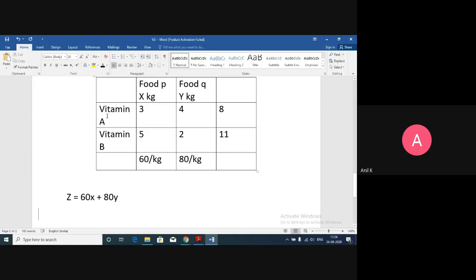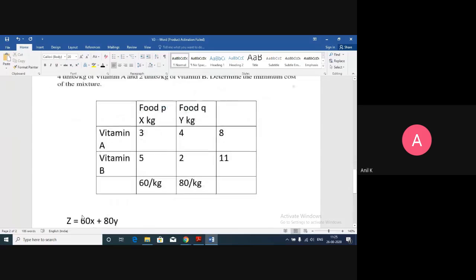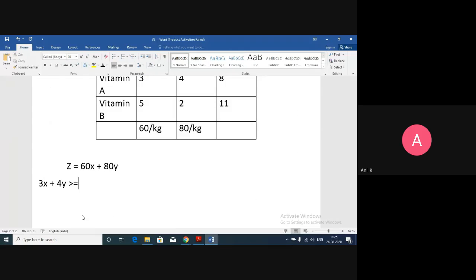With respect to A, if I talk, yes. 3x plus 4y equals to 8. It should be less than or greater than. Less than. They said minimum or maximum? At least. So if they say at least, it will be greater than or equals to 8. Minimum requirement is 8. You can have more than 8 also.